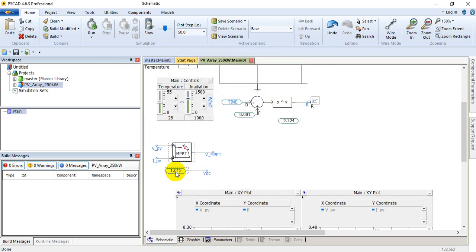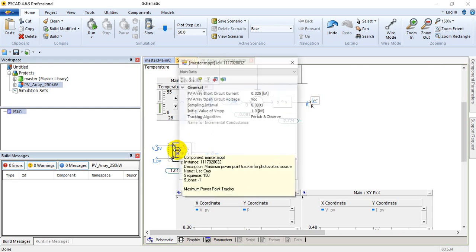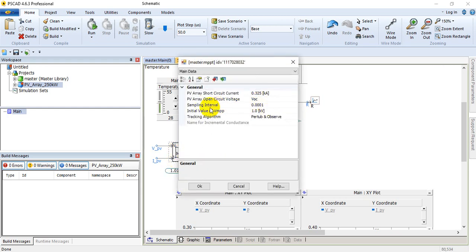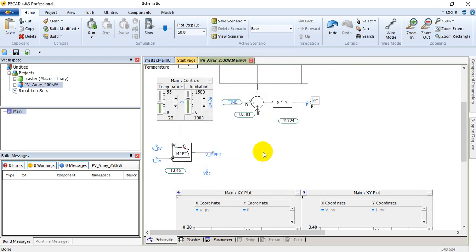VOC is given through the label value, which means VOC is 1.015 per unit, and that is given here exactly. Similarly, the initial value of VMPP, the maximum power point voltage, is 1 kV, and then the tracking algorithm. There are two different algorithms: incremental conductance based and perturb and observe based. We are using this one algorithm, as it is the default algorithm as well.